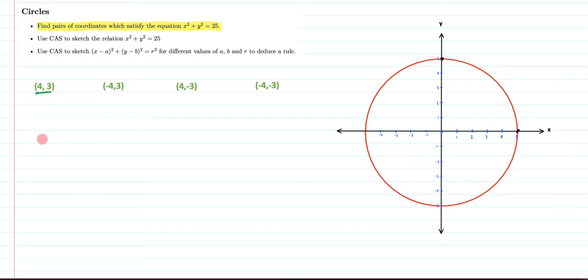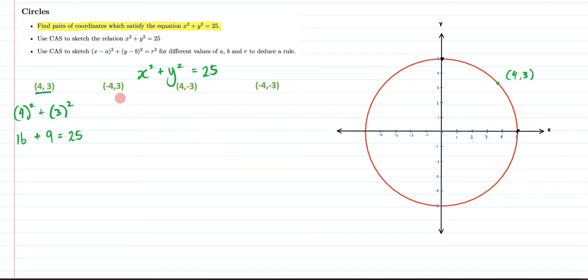Let me actually change color to green. (4, 3). If I was to put (4, 3) into this equation, so let's remember my equation is x² + y² = 25, if I was to put 4 in it, and then 3 into it, I would be left with 16 plus 9 is 25. And I could actually graph that onto my graph. It will be there, 4 and 3.